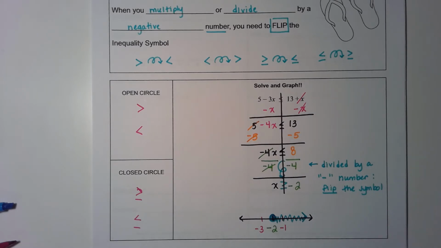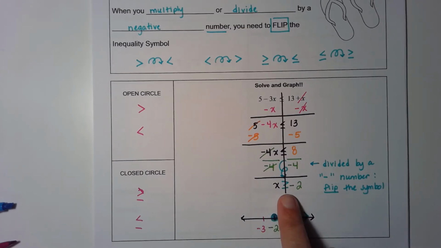Now, if you forgot to flip your symbol, then instead of shading to the right, you would have ended up shading to the left. So you'd have the wrong numbers as part of your solution set. The correct numbers here are going to be the numbers that are bigger than or equal to -2. If you forgot to flip, you would have thought that your correct solution set were the numbers that are less than or equal to -2, so the opposite.